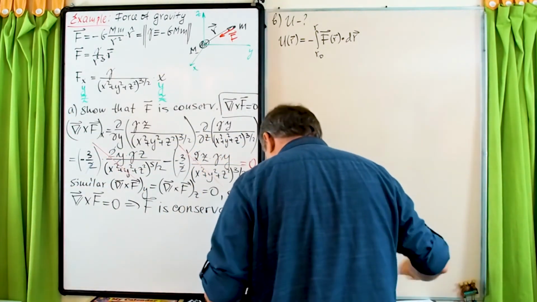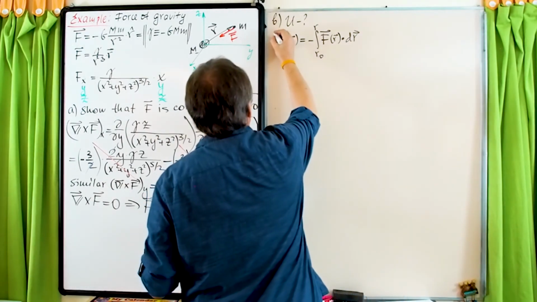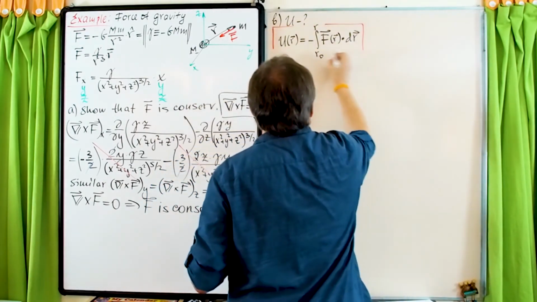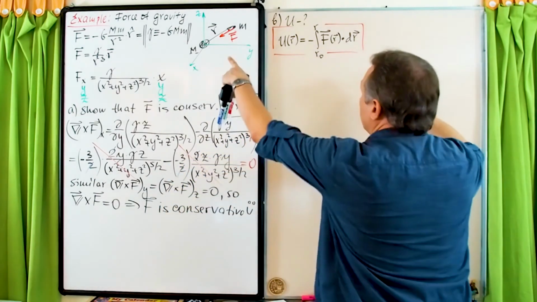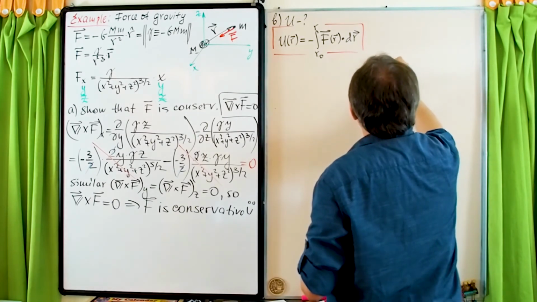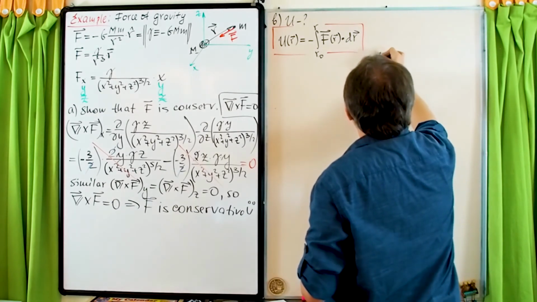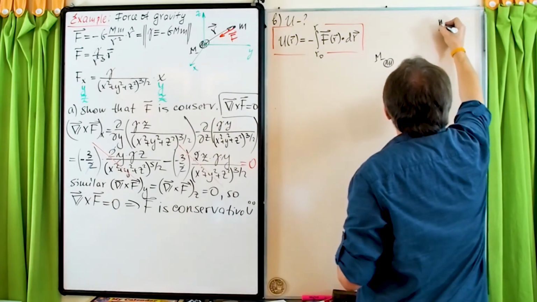Okay, probably let me draw the picture. Yeah, probably I should frame it because that's basically a definition, right? And our picture, but now I will make it a little bit bigger. So this is our M. Let's say we want to find potential energy at that point.